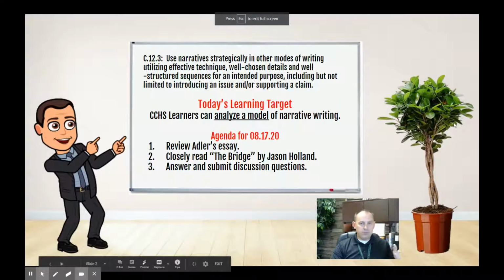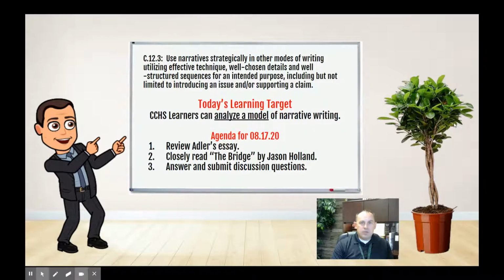Now, moving on to today's learning target. We've closely read a text about close reading, and today I'm asking you to take that learning target and apply it by closely reading an essay. So our learning target today is to analyze a model of narrative writing. We're in a unit that culminates on August 28th with a final draft of a narrative essay. I will give you more instructions about the topics for that essay as we go through.